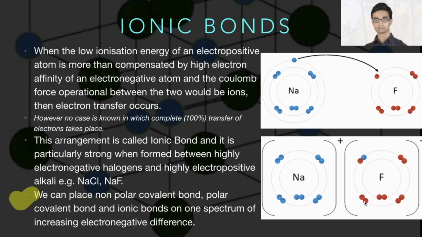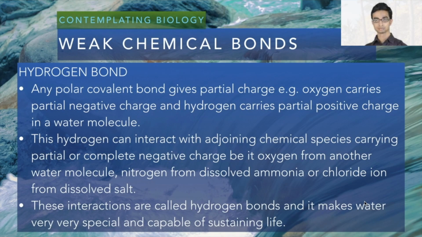There are certain weak chemical bonds which are equally important in the biological sphere. Any polar covalent bond gives partial charge. For example, oxygen carries a partial negative charge and hydrogen carries a partial positive charge in a water molecule. This hydrogen can interact with adjoining chemical species carrying partial or complete negative charge, be it oxygen from another water molecule, nitrogen from dissolved ammonia, or chloride ion from dissolved salt.